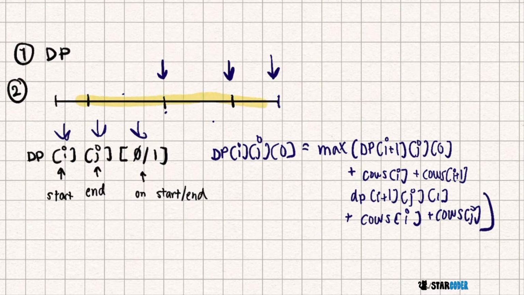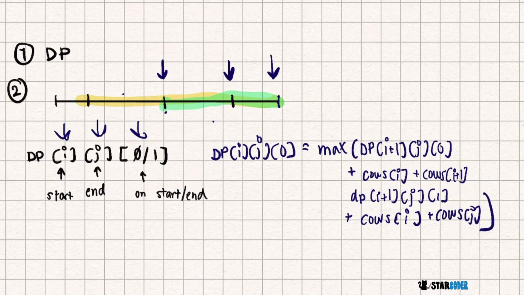So let's assume this is our current range. We're going to have dp[I+1][j], and then add the distance between cows I and I+1. So that's going to be this distance here. Or we're going to add the distance between cows j and I. So that's going to be dp[I+1][j][1].